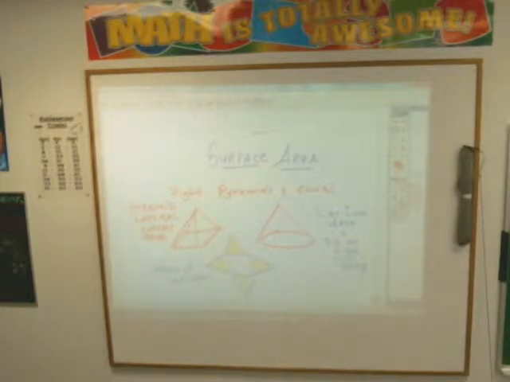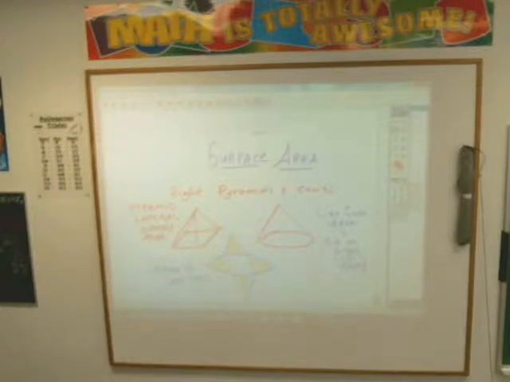Ava says, 1/3 area of base times height. You are actually telling me the volume. Volume of pyramids and cones is 1/3. Lateral surface area and surface area are not that. So good thinking on that. If I'd asked you for volume, then yes, it would be that.